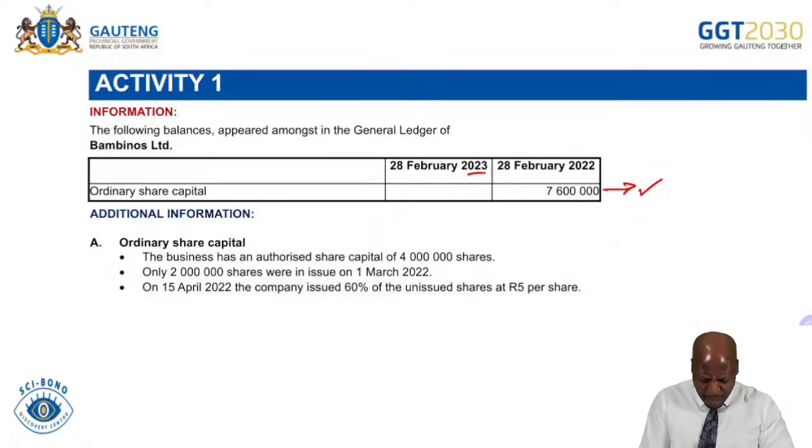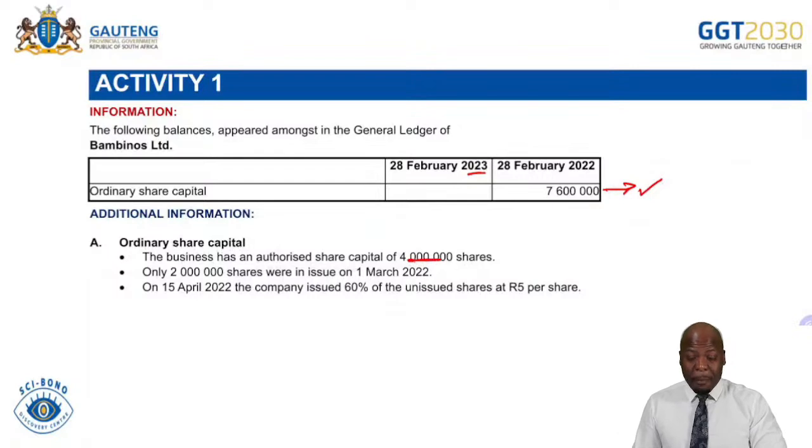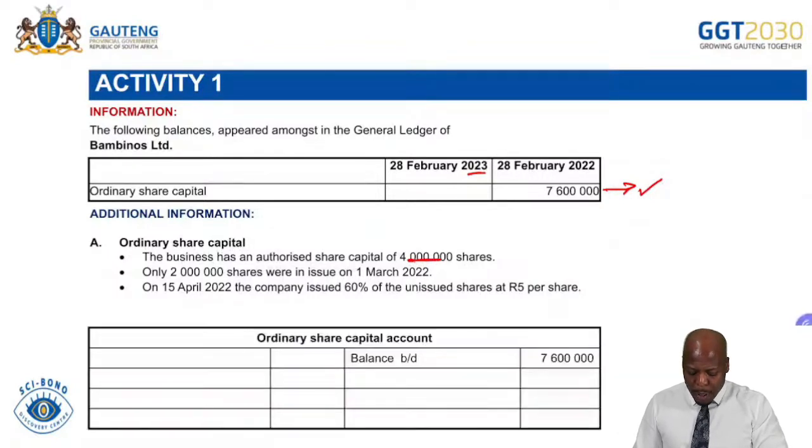And then with that income, it says, additional information. The ordinary share capital. The business has an authorized share capital of 4 million shares. That is the authorized share capital. All right. We know that here we're going to put this in the ordinary share capital account. But I want to explain what is this authorized share capital. So remember we said that is the maximum.